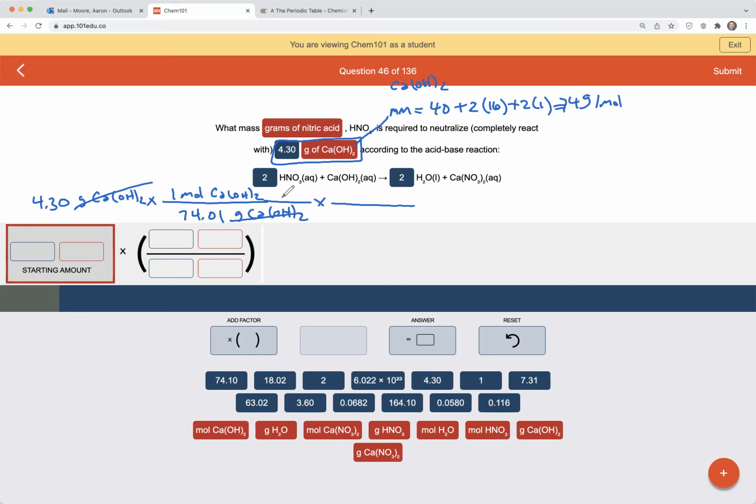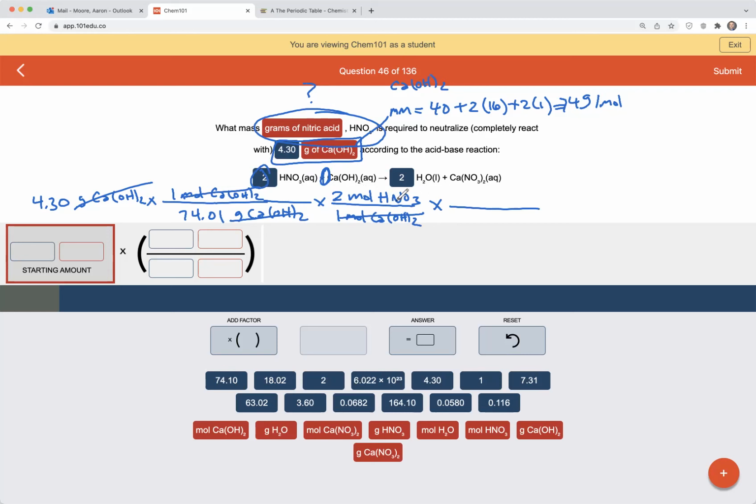Now I need to stop talking about this substance and start talking about this substance, because that's what I'm being asked about. I'm asked the grams of nitric acid. That's my target, right? So I look at the mole ratio. I've got a 2 for the nitric acid, and there's a 1 implied out front of the calcium hydroxide. So 1 mole of calcium hydroxide on the bottom, so it will cancel, reacts with 2 moles of nitric acid, HNO3. So my units of moles of calcium hydroxide cancel, and now I have units of moles of HNO3. I'm not quite there yet.